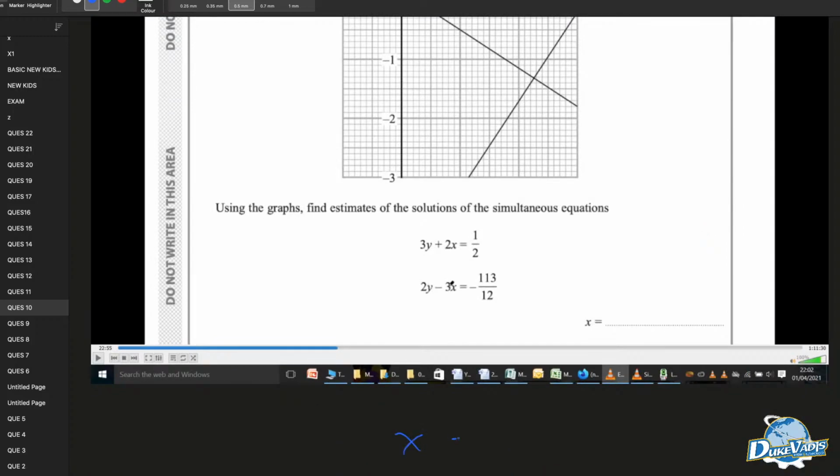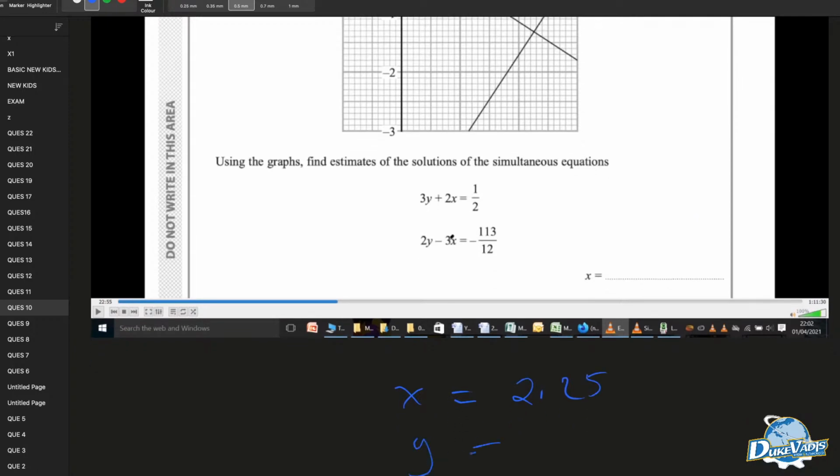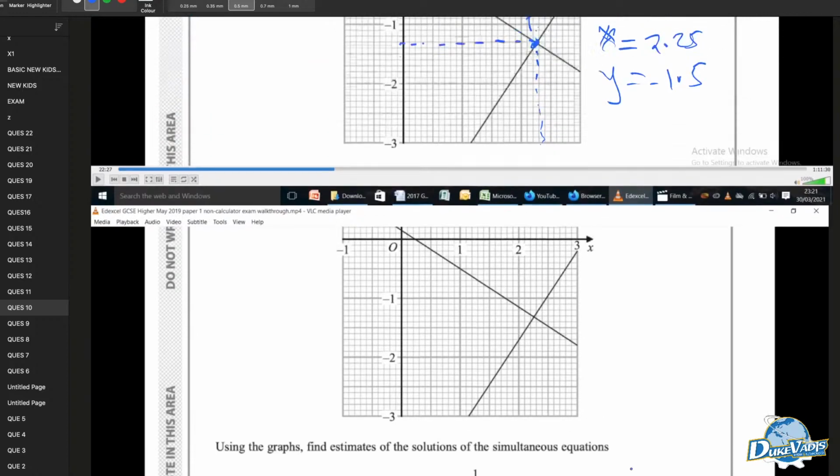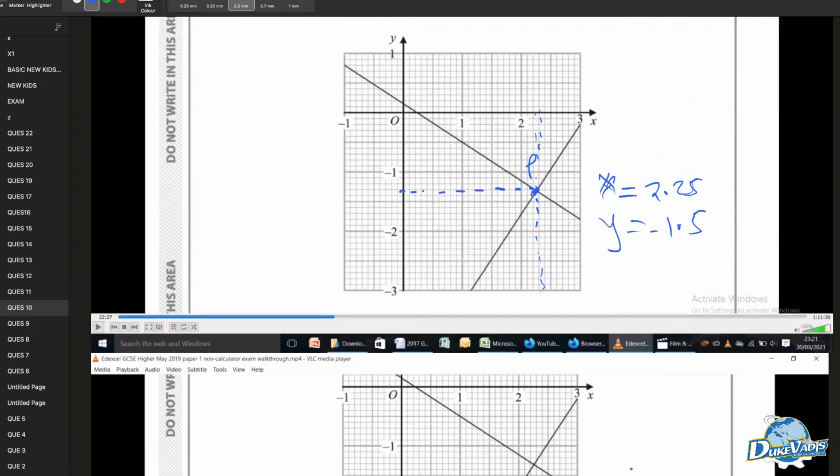So x will give us 2.25 and y will give us negative 1.32. These are the answers that we were asked to come up with. If we read a graph, this is not anything difficult. We read a graph, that's what we get.